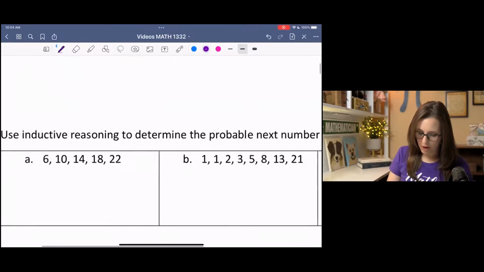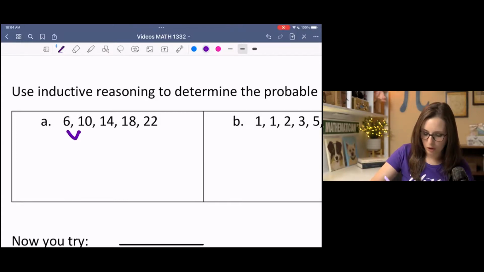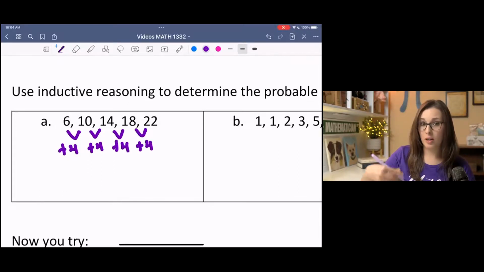First example, we've got 6, 10, 14, 18, 22. Now, we'll talk about this more in depth later, but this is an example of an arithmetic sequence. So arithmetic means that we're adding a specific number each time. And this is pretty simple addition, so hopefully you can see pretty quickly which number we're adding. We are adding 4 in each step. So based on that pattern, we have enough information that we could confidently say that our next number is going to be 26.